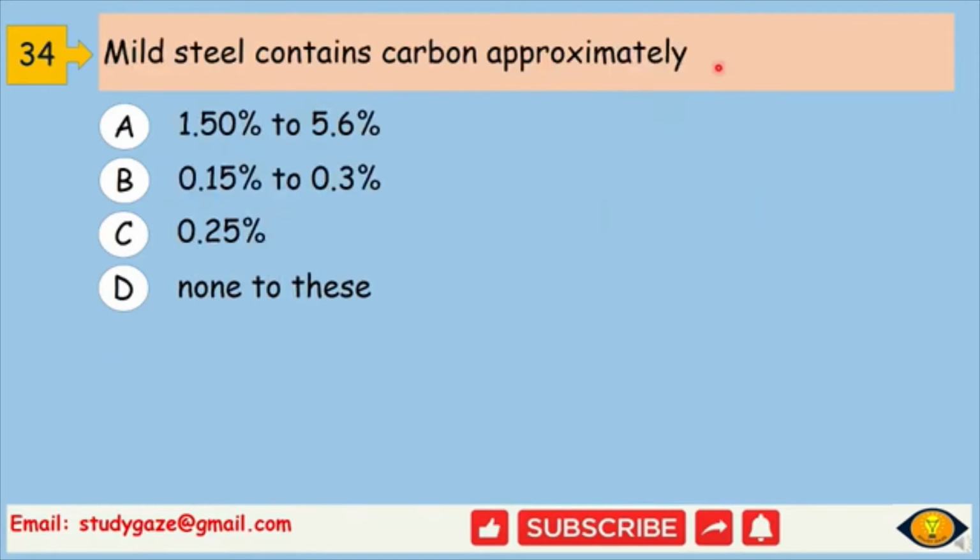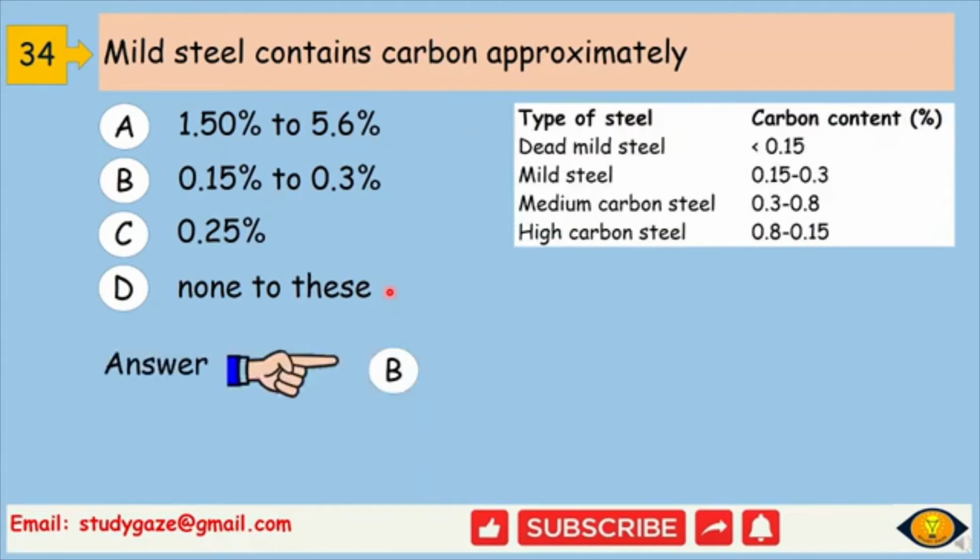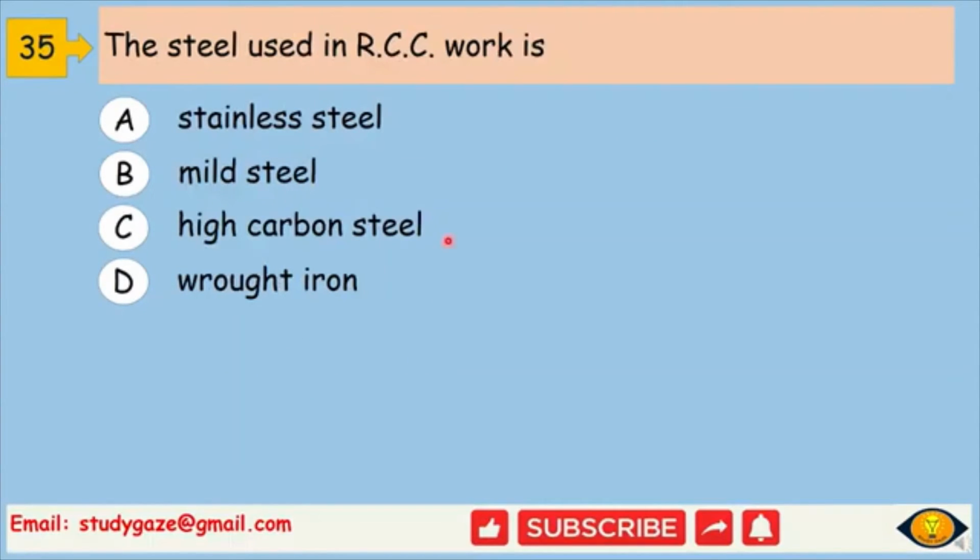34. Mild steel contains carbon approximately 1.5 to 5.6%, 0.15 to 0.3%, 0.25%, none of these. The answer will be B, 0.15 to 0.3%. 35. The used steel in RCC work is stainless steel, mild steel, high carbon steel, wrought iron. The answer is B, that is mild steel.